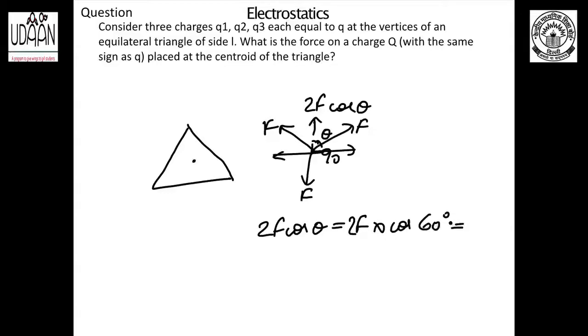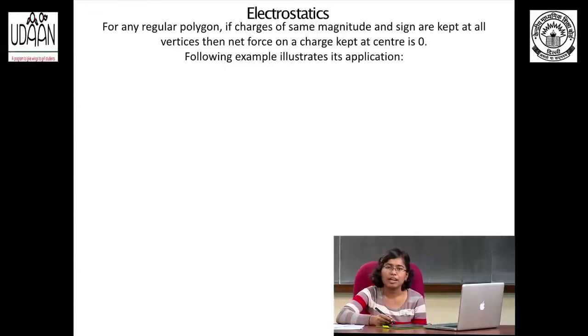So 2F cos 60 degree is equal to F, and again the net resultant force on the charge Q0 is equal to 0. So we can arrive at a result that for any regular polygon, if charges of equal magnitude are kept at the vertices, then the net force on any charge kept at the center would be 0. Let us take an example to illustrate it.